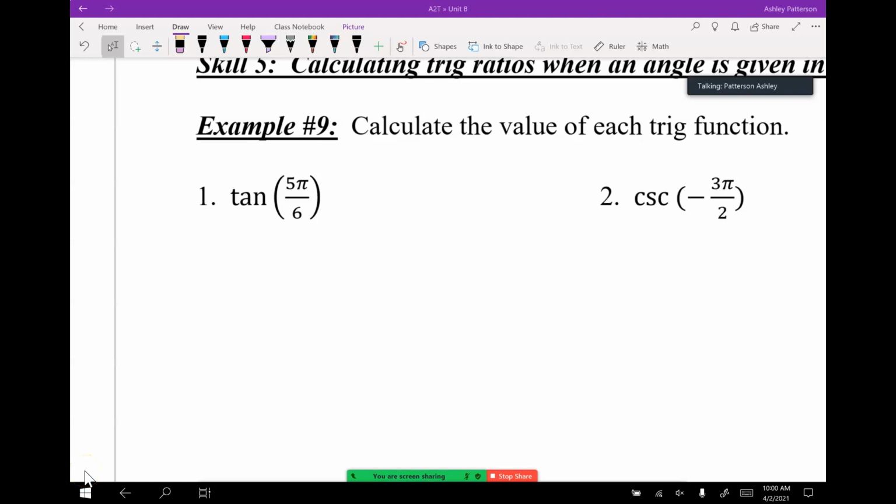...are calculating the value of each trig function, and it's so important that you get into the habit of not using your calculator because these are exact. That's why we have our trig ratio chart to help. We have our unit circle to help.